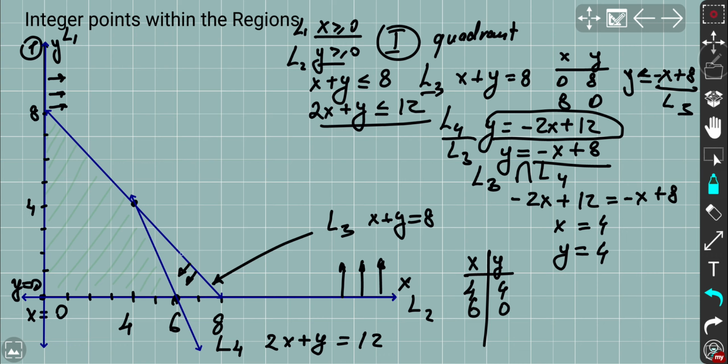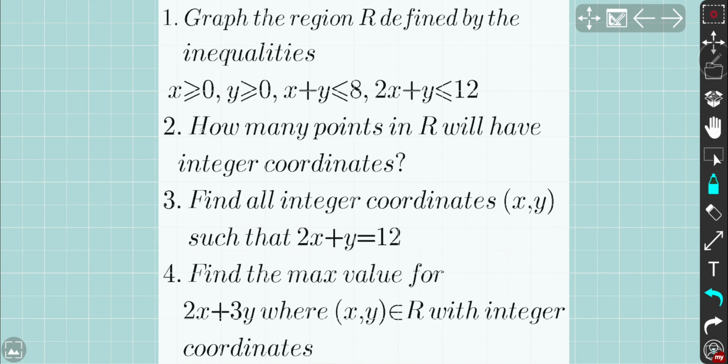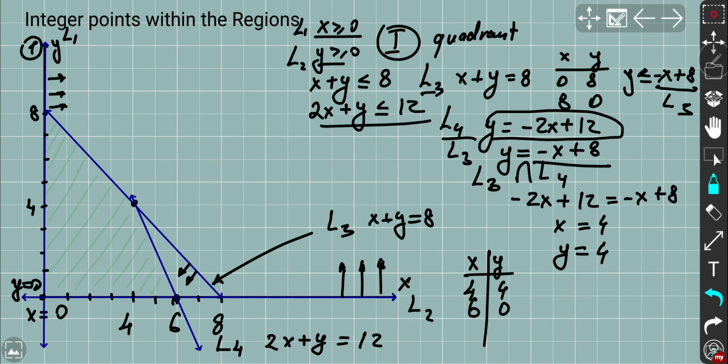I'm not going to put the letter R inside because right now, let's have a look at problem 2. How many points in R will have integer coordinates? So right now I'm going to count all the integer points. Instead of counting, I just simply put them in, using that one to indicate all the integer points within the region R. Our region is shaded with the green one.